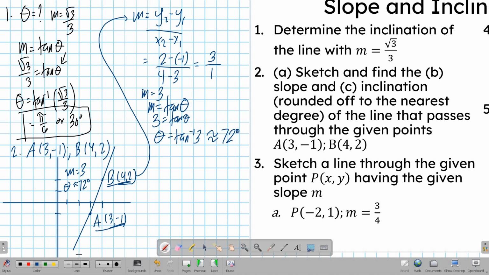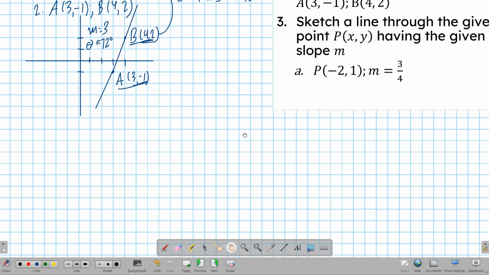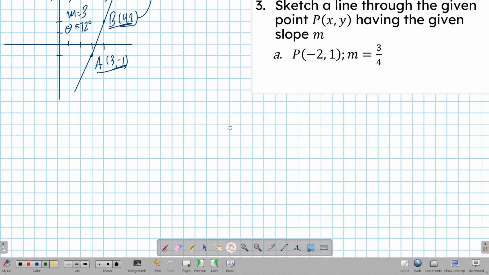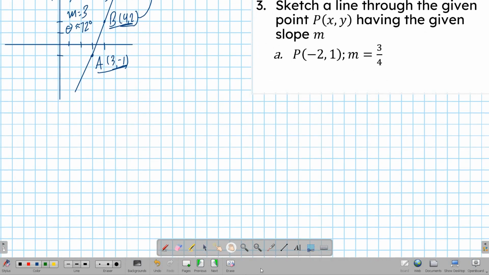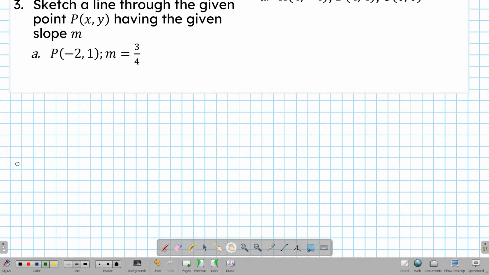Now, in number 3, we are asked to sketch a line through the point with the given slope. So, let's scroll down a bit. Here is our number 3. Although it's a bit awkward that the given is on the right side. Okay, so number 3, let's do it down here.